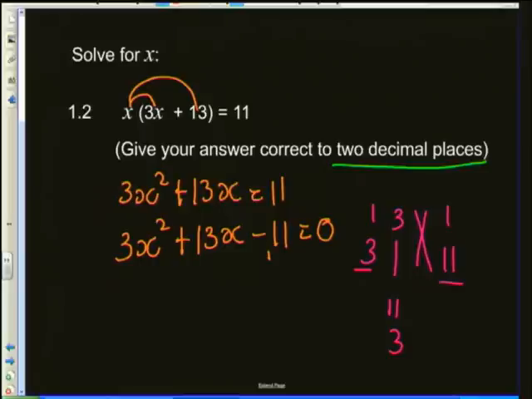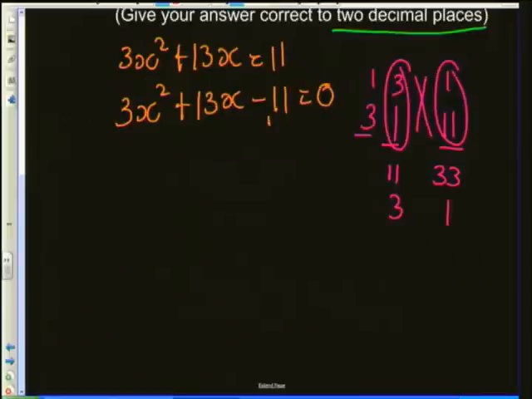Let's try the second pair. Okay, this pair and that, right? So 3 times 11 is 33, and 1 and 1 is 1. Again, that cannot give me 13. So what do we do now? Do we panic? No, we don't. Okay, as you know, in grade 11 now, if an equation cannot be factorized, you are given other tools. You're given something called the quadratic formula, okay?